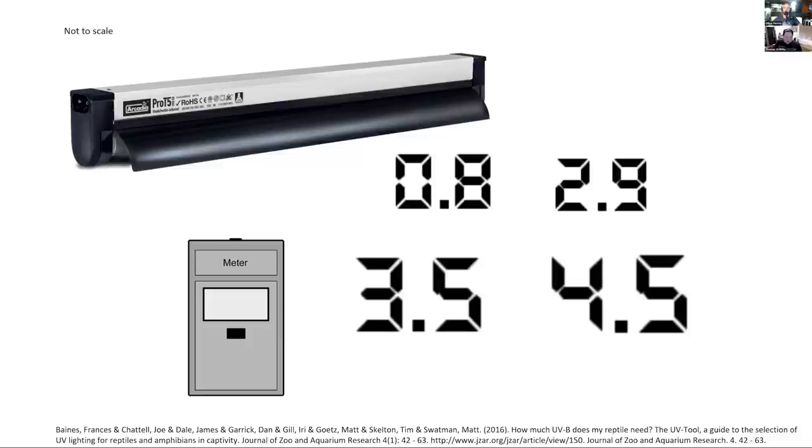The Arcadia website has a pretty good tool for doing this. You type in your species and it gives you a recommended UVI, and it even gives you a recommended lamp. Of course, it's going to be an Arcadia lamp they're going to recommend.